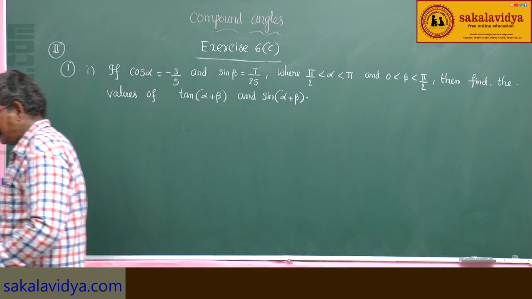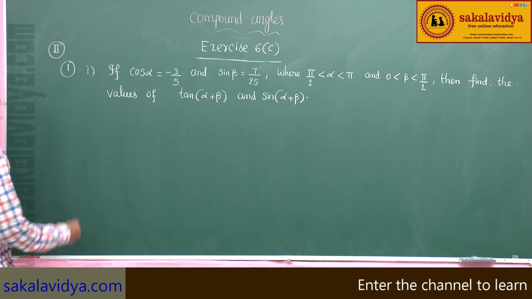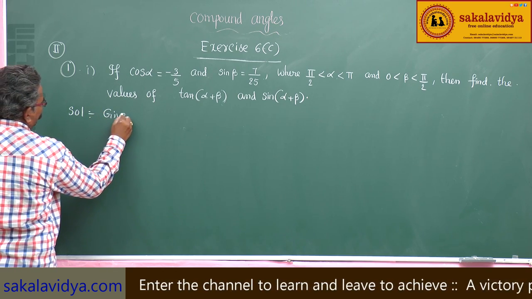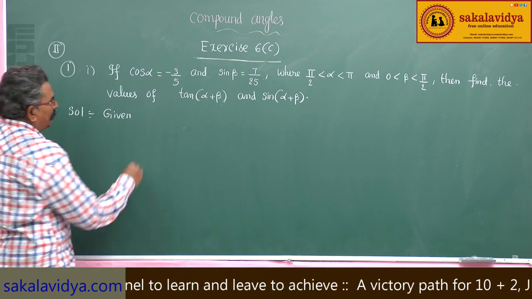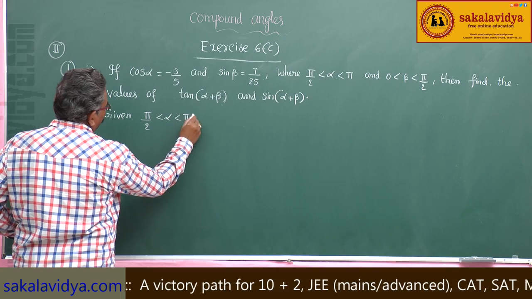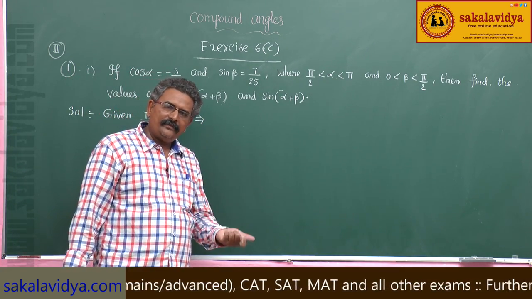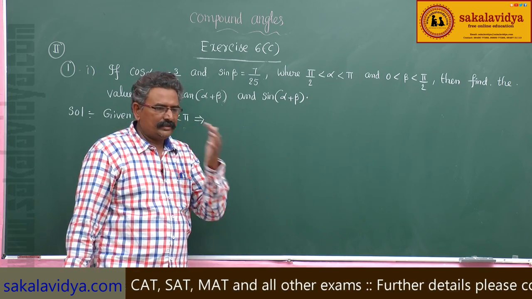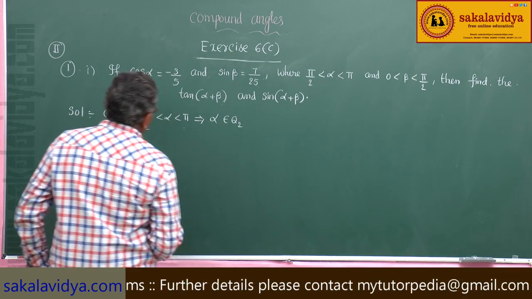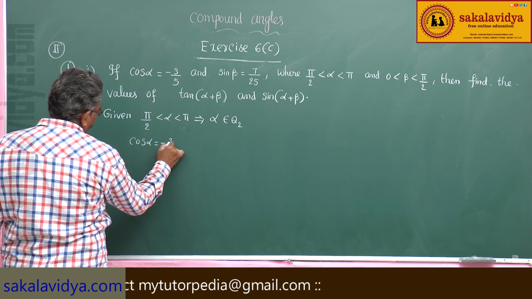Okay. So, let us do. Here given pi by 2 less than alpha, alpha less than pi. That implies where does alpha lie? Alpha lies in between 90 to 180, that comes second quadrant. So, alpha belongs to second quadrant. And in second quadrant, cos is negative, that is given. Cos alpha is equal to minus 3 by 5.